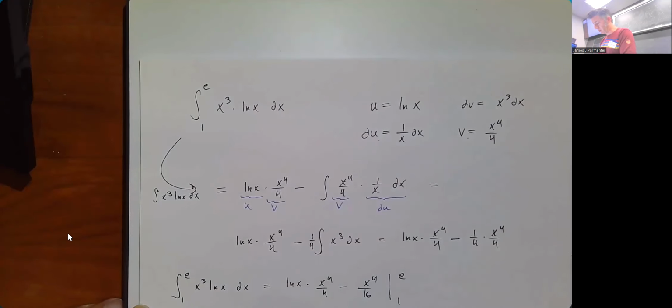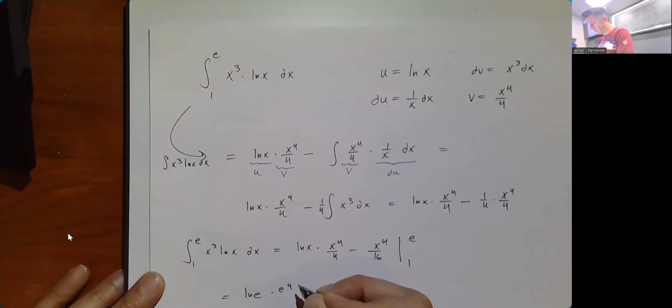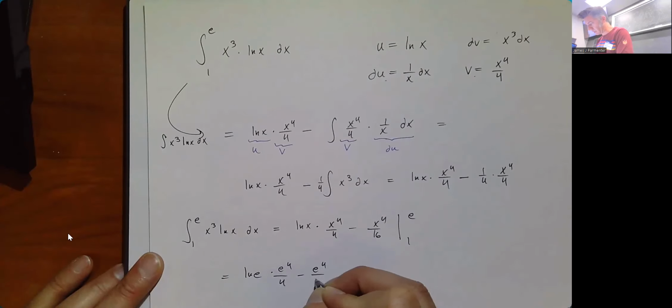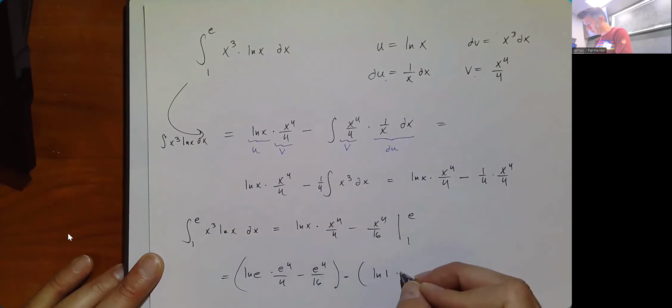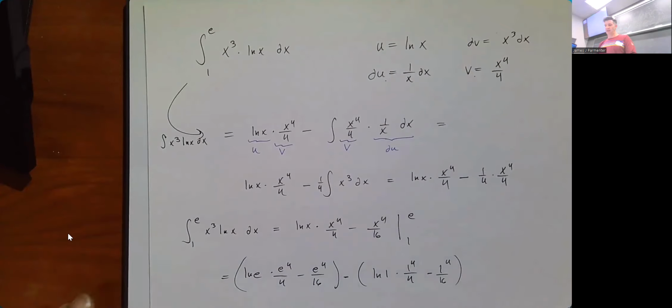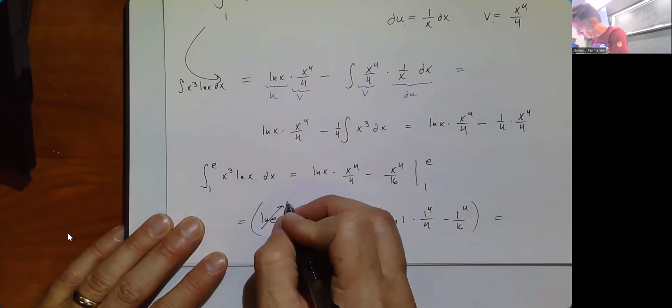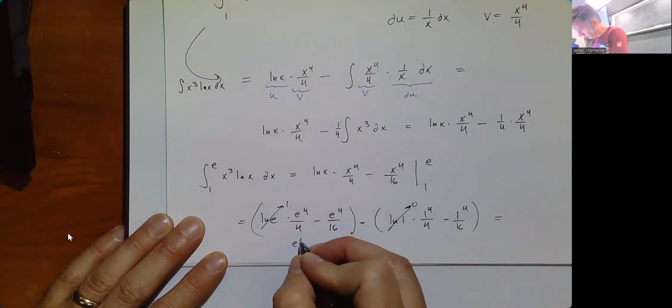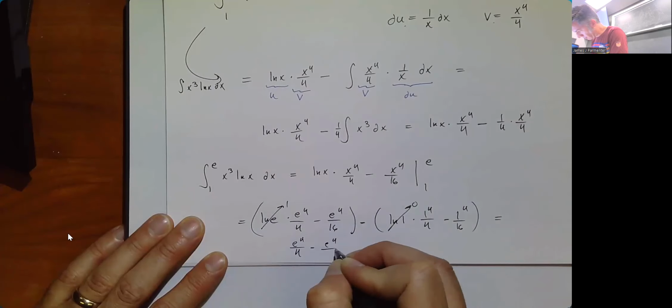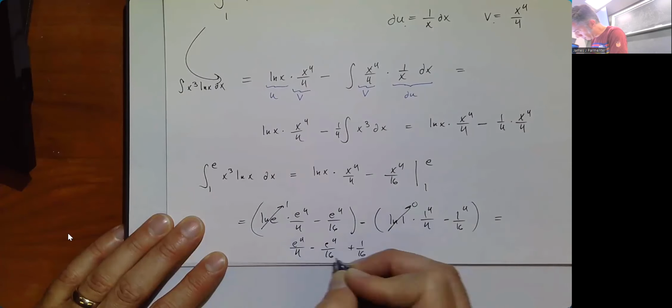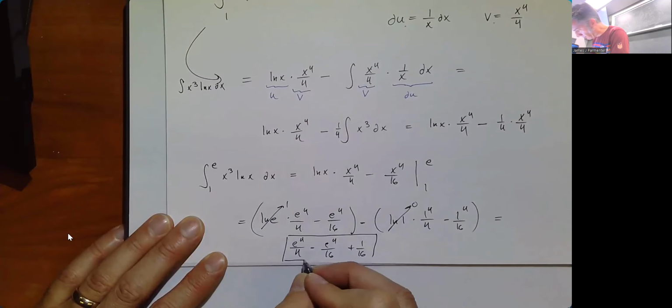So you're going to get the natural log of e times e to the fourth over 4 minus e to the fourth over 16, minus the natural log of 1, which is 0, times 1 to the fourth over 4 minus 1 to the fourth over 16. And yes, you could simplify that, but it's 3:01, so I should stop talking. I'm going to simplify it, but you can go. So there's your final answer if you want to write it that way.